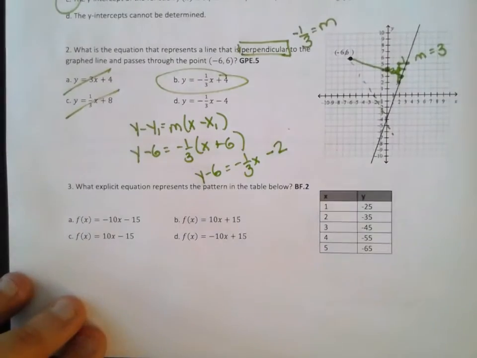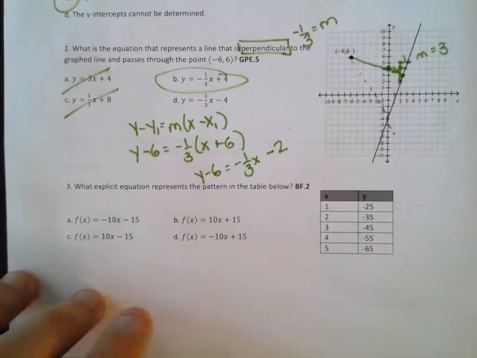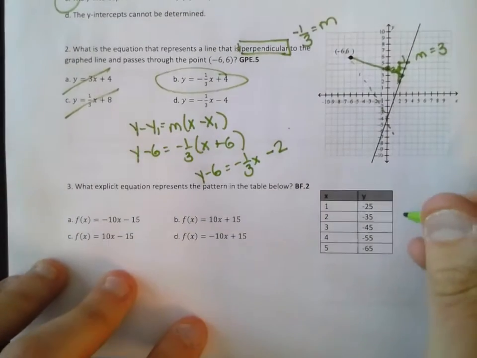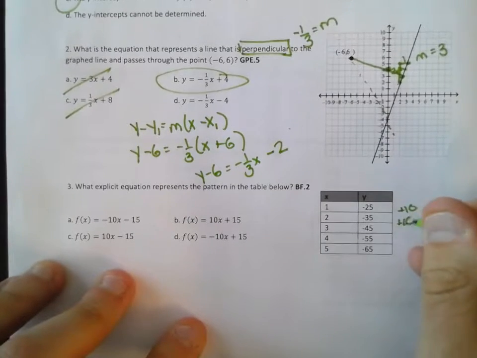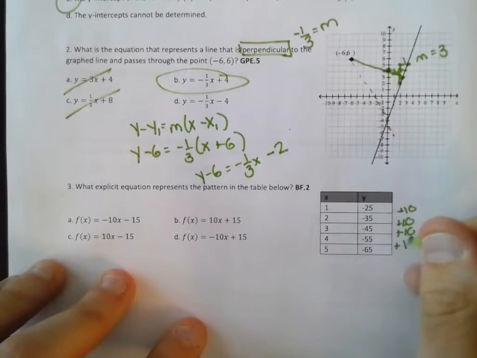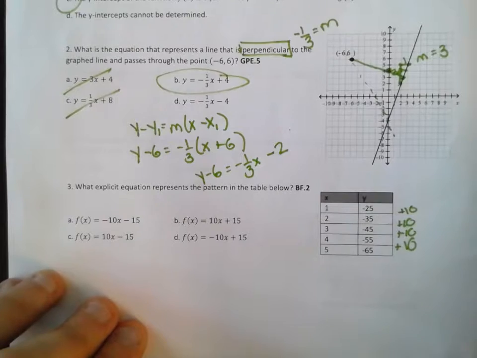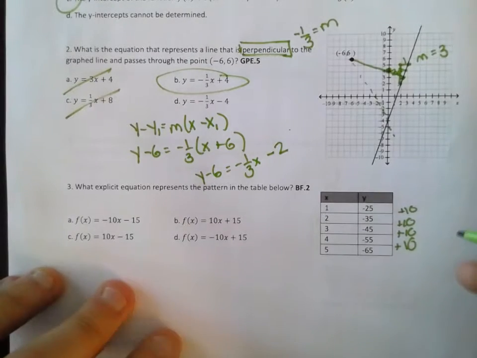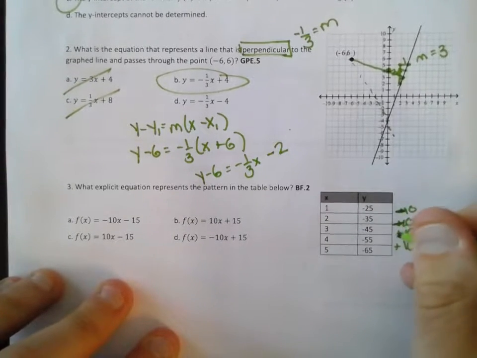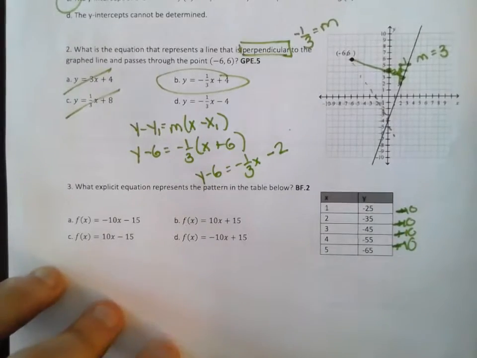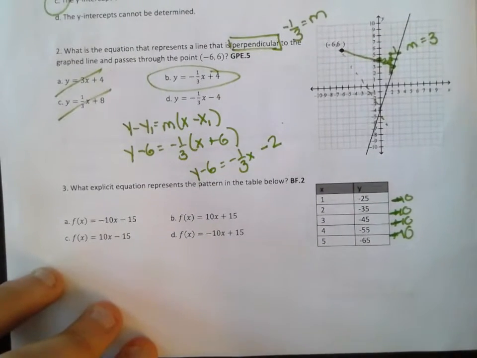Number 3, what explicit equation represents the pattern in the table below? If we take a look, that's plus 10, plus 10, plus 10, plus 10. So the common difference is 10. I lied. It's not plus 10. It's minus 10, minus 10, minus 10, minus 10. So the common difference is negative 10. That means my slope has to be negative 10.